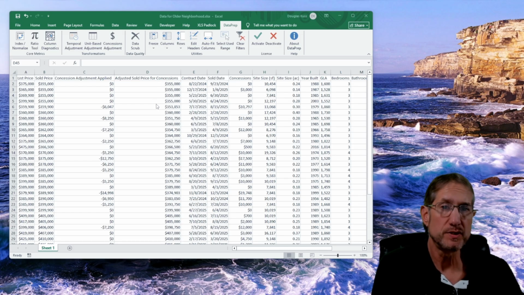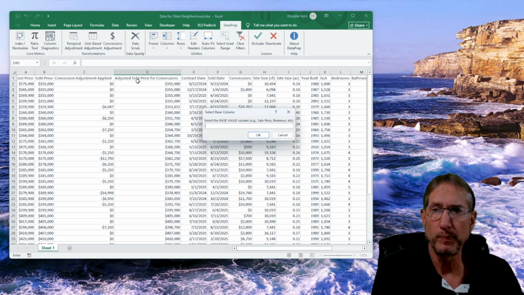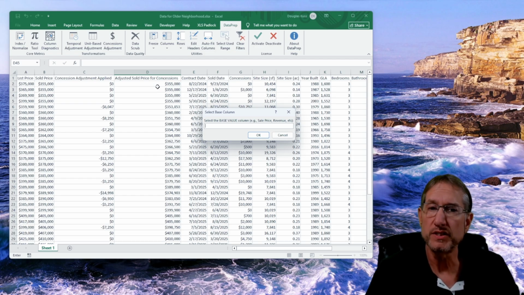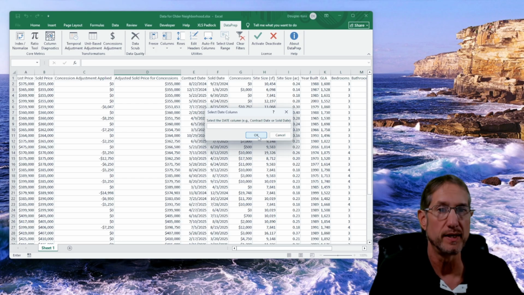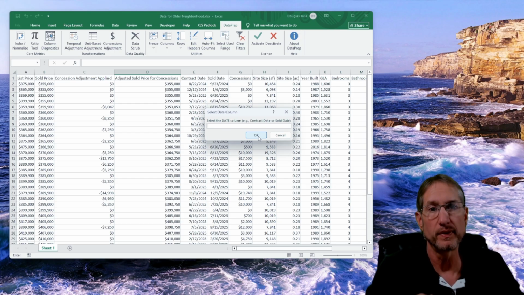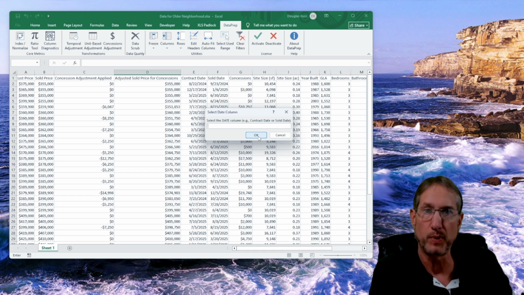The next step is to bring them onto the same point in time. I'm going to apply a temporal time adjustment on the concessions adjusted sale price. The goal here isn't to change the properties, it's to synchronize the market. So for the base value, I'm going to use the adjusted sold price for concessions. That way, time is being applied on top of the transaction normalized pricing we got from applying that concession adjustment.